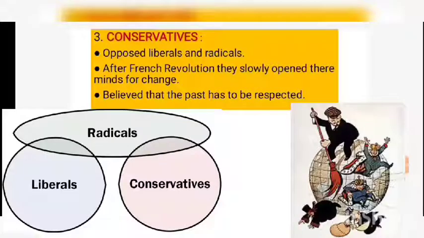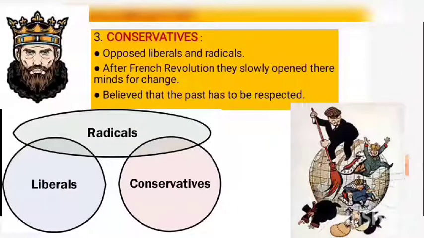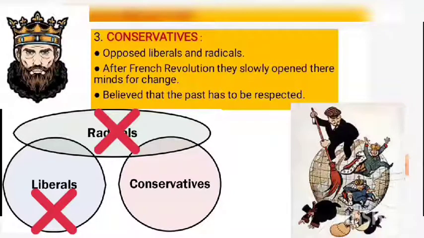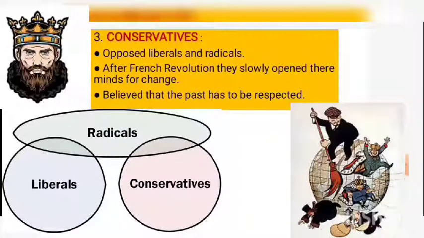Third were the conservatives. As the name suggests, they were rigid and stuck to the old ideologies. They believed in the monarchic form of government. They opposed liberal and radical ideas. But after the French Revolution, they slowly opened up their minds to change. At the same time, they believed that the past has to be respected if they are going for change. They expected the change to be slow and gradual.